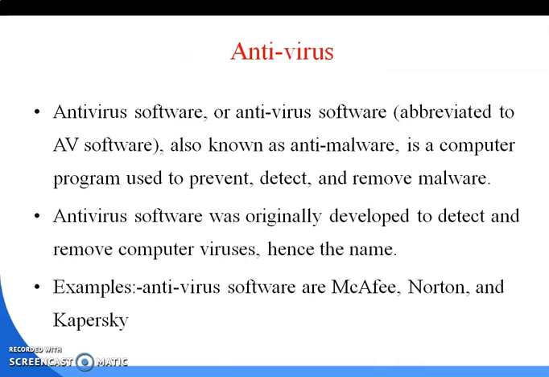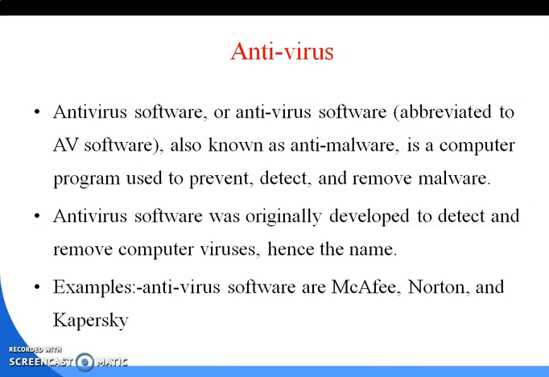Next is your antivirus. Antivirus software, also known as anti-malware, is a computer program used to prevent, detect and remove malware. So antivirus is also a software which is used to detect the virus and kill the virus. So detect the virus, kill the virus or repair the virus. These are the steps through which antivirus works.